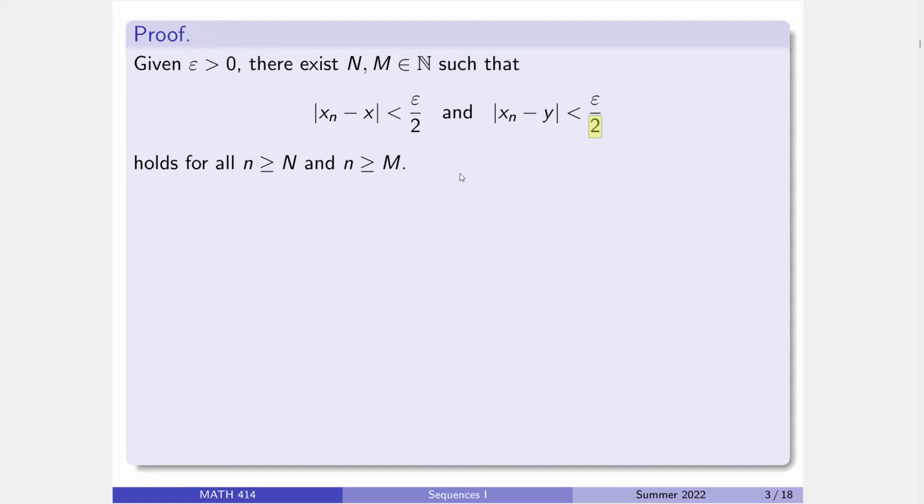All right, so in this first sentence here, we just unpack the definition of what does it mean for x sub n to converge to x, and what does it mean for x sub n to converge to y. Okay, now note there is an n that works for this, and there's an m that works for this. So what we're going to do is take the maximum of these two. So I'm going to let j be the maximum of n and m.